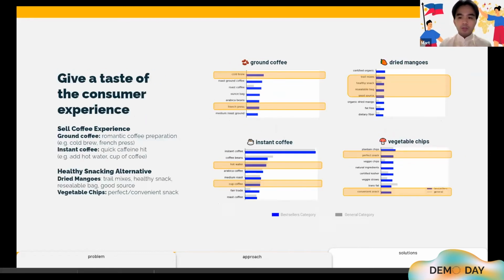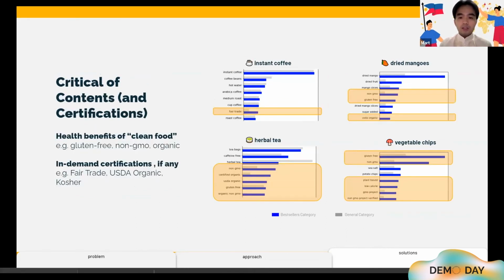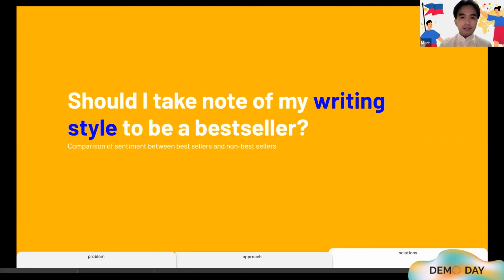We also see a trend of selling the consumer experience. For coffee, use keywords that sell getting that caffeine hit. For food, market them as a healthy snacking alternative. Lastly, marketing product health benefits and their certifications are also worth considering. Keywords emphasizing clean content, such as non-GMO and gluten-free, and their corresponding global certifications, such as Fairtrade and USDA Organic, are highlighted among bestsellers.